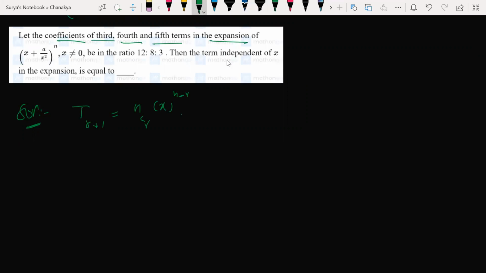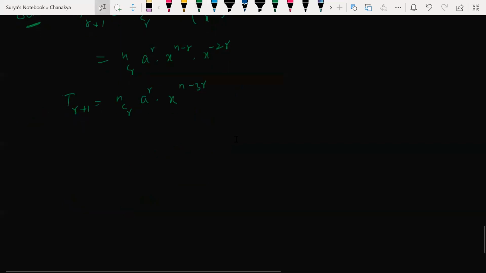Okay, this is the first term. Second term is what? A to the power of n minus r, B, a by x square to the power of r. Solve this: NCr a to the power of r into x to the power of n minus r into x to the power of minus 2r. So NCr a to the power of r, the bases are same, adding the powers: n minus 3r. Cool? Yes. Okay, so this is what we get.